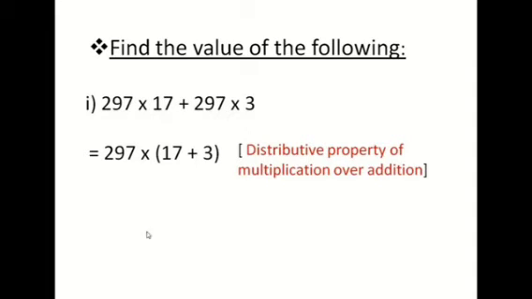Next step is very easy. You will do the addition and it will be multiplied with 297. So it will be 297 into 20. Okay, so find the product. It is 5940. I hope you are clear.